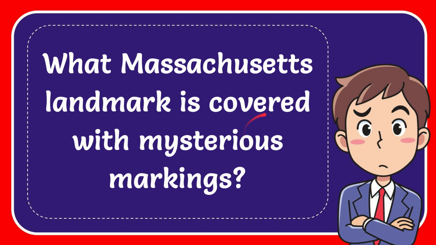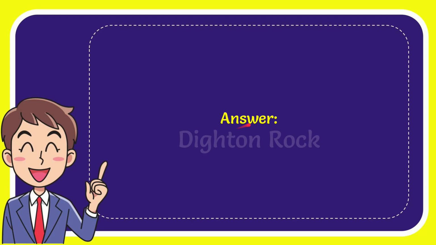In this video, I'm going to give you the answer to this question. The question is, what Massachusetts landmark is covered with mysterious markings? Well, the correct answer to this question is Dighton Rock. That is the answer for the question, Dighton Rock.